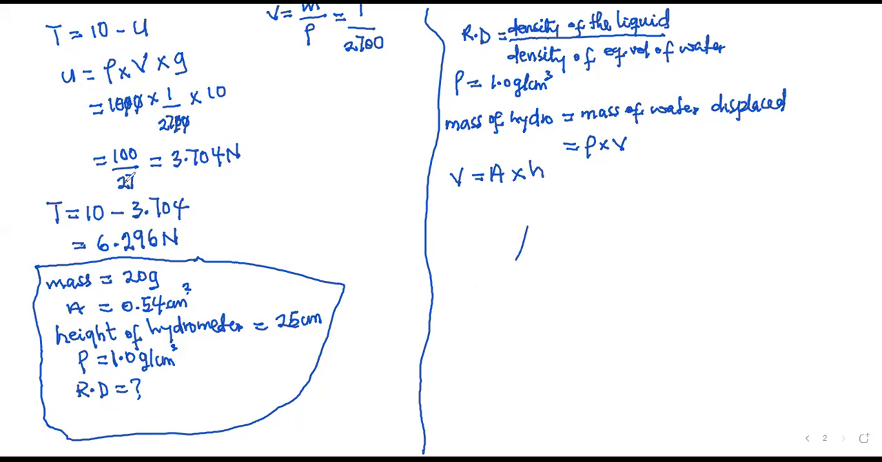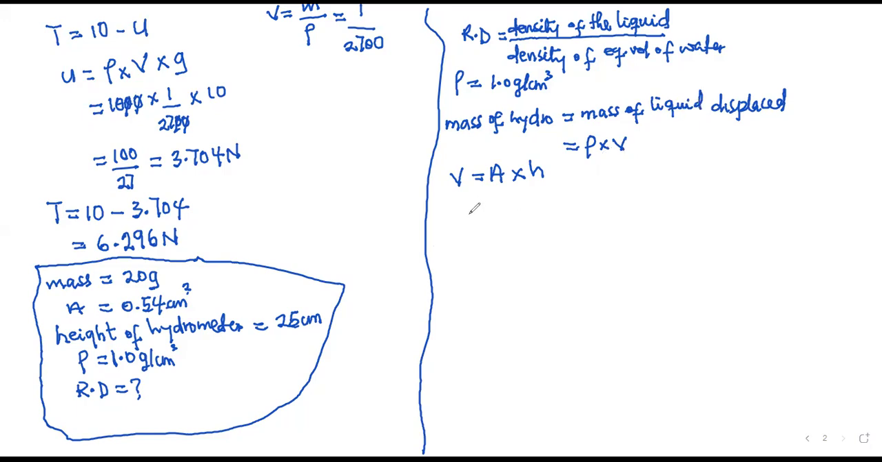Height of the hydrometer which is submerged. Okay, it's a liquid, so we don't know its density. Please let me correct this: it's not the mass of water, it's the mass of liquid displaced. So this is the density of the liquid times the volume of the liquid.